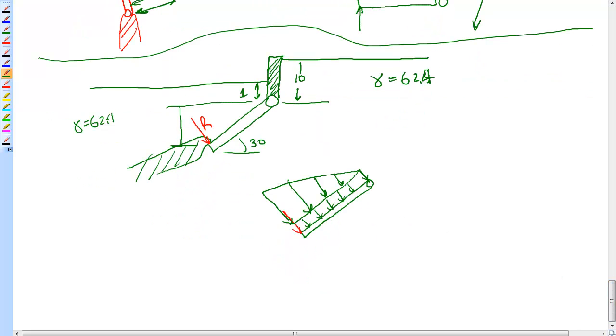Now you look at this side. Now this has a 10 feet down on this side, so the pressure over on this side is quite a bit higher than the pressure on the other side of this gate. So the diagram should look kind of like this.